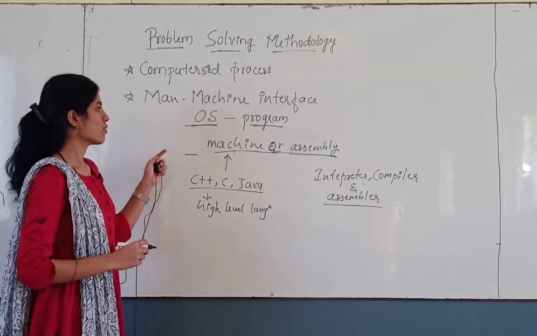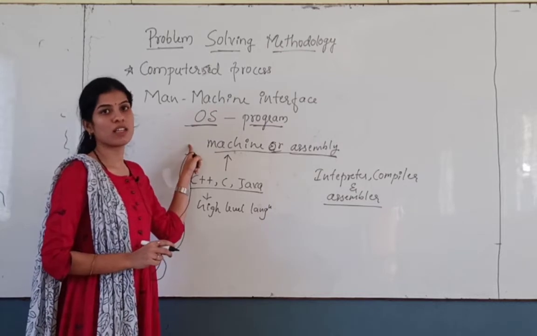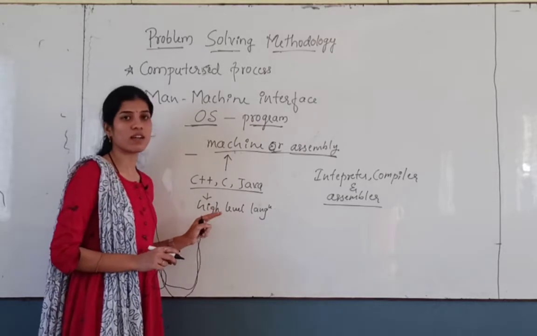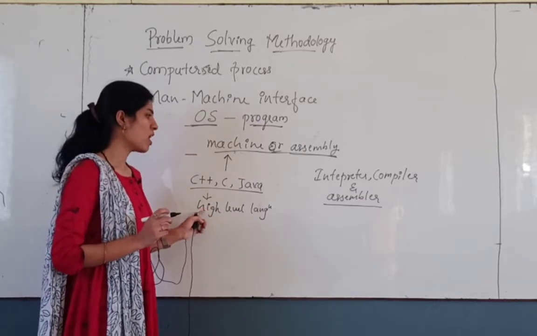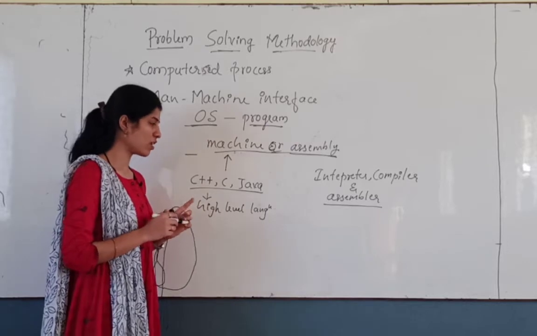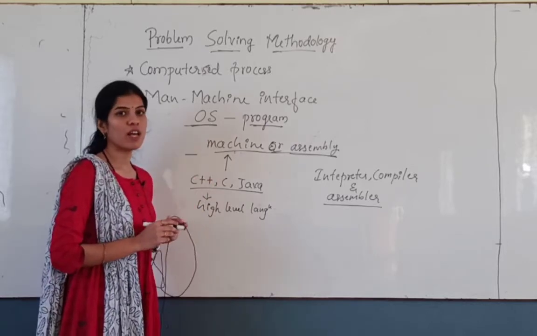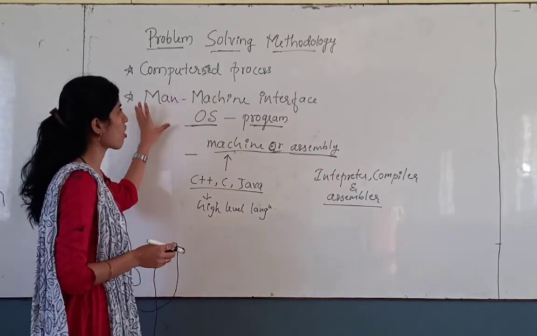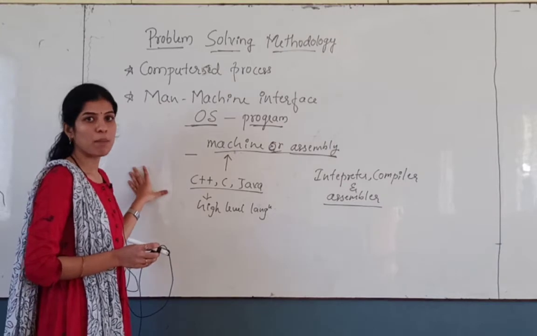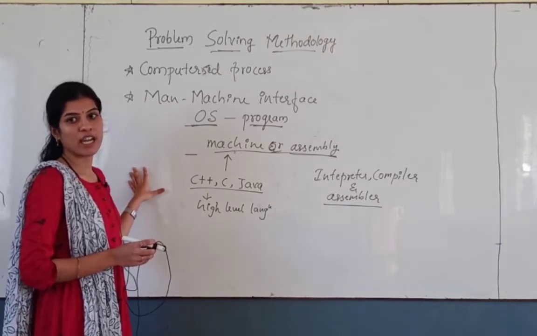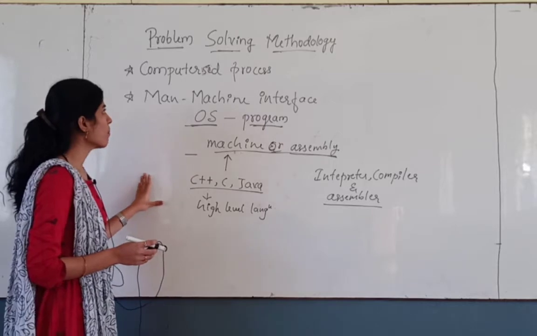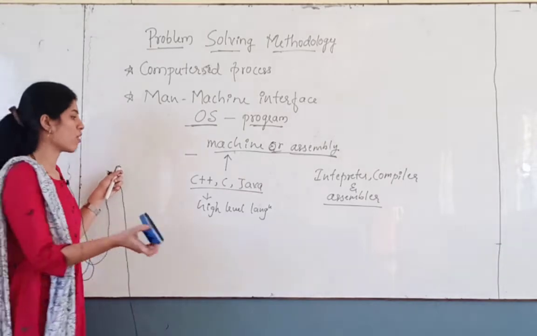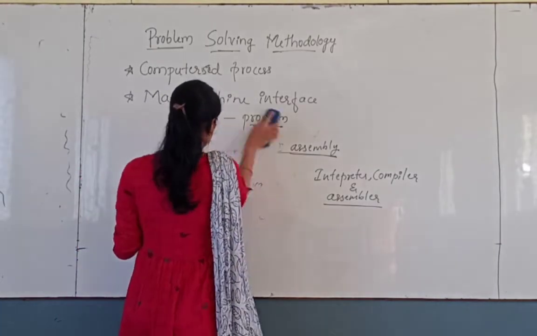So the user must finally have the program in machine level language only. Hence you may write in any kind of high level language, but in the end you have to convert it into machine level language. So the final statement for this computerized solving methodology is that it is a step by step procedure for getting an efficient solution. Now we know what steps we have to follow for getting an efficient solution.